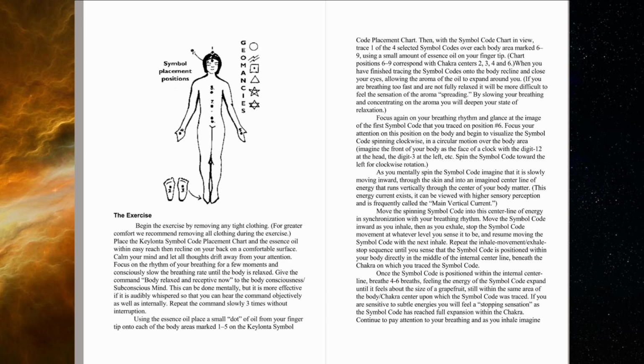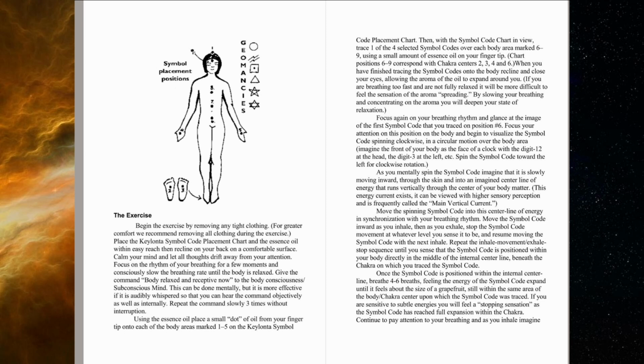The exercise. Begin the exercise by removing any tight clothing. For greater comfort, we recommend removing all clothing during the exercise. Place the Keylonta symbol code placement chart and the essence oil within easy reach, then recline on your back on a comfortable surface.